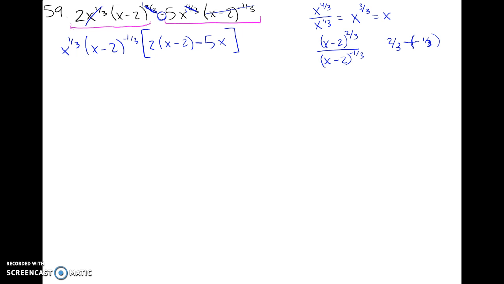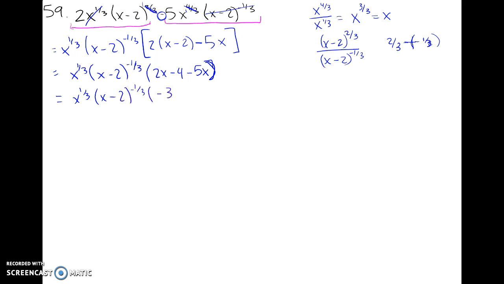Now I want to simplify that. So x to the 1/3 times (x minus 2) to the negative 1/3 times, and then distribute it in, 2x minus 4 minus 5x, which gives me x to the 1/3 times (x minus 2) to the negative 1/3 times negative 3x minus 4. Okay, so this is good. This is completely factored. You've factored everything out.